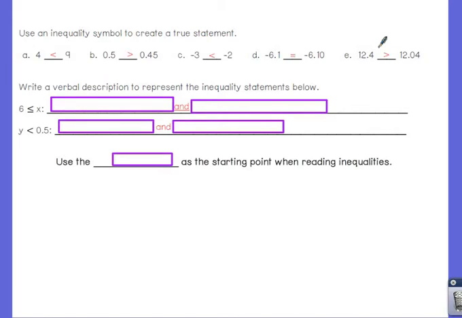Okay, next section, we're translating it into words, as if we had to read it. So, I see a number 6 here. How do I translate that to words? You write it as a 6. 6 what? Less than or equal to what? X. That's one way to write it. 6 is less than or equal to X.